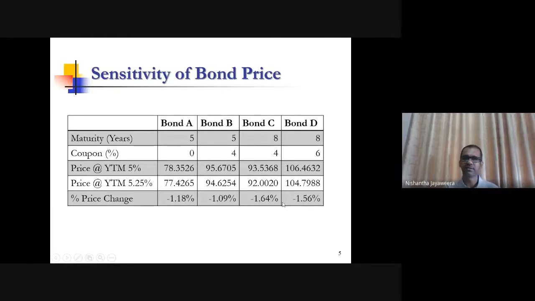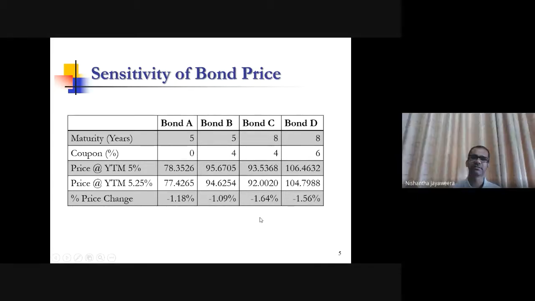Did you get these figures as well? If you have not got this, we'll discuss. No, I didn't get that figure. Others? Yes, sir. Okay.